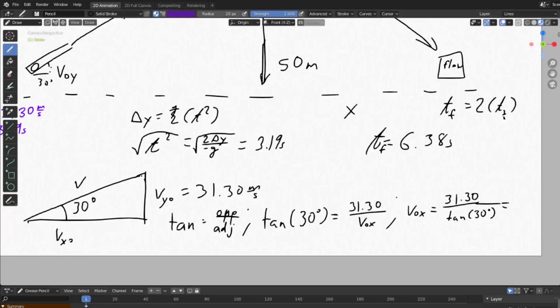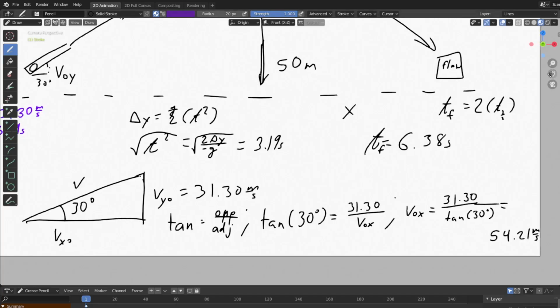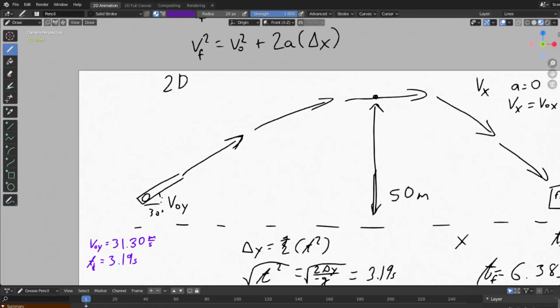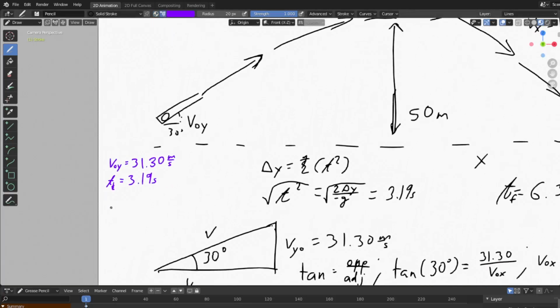It's equal to 54.21 meters per second. This flower is gonna actually die. So we're gonna write that into our thing. Equals 54.2121 meters per second.